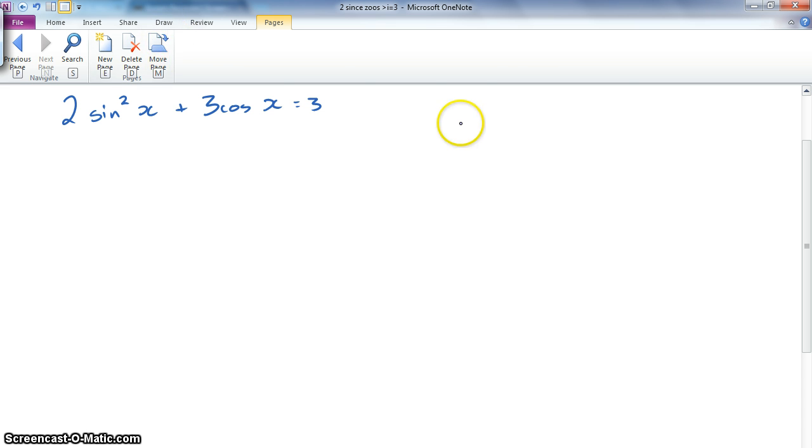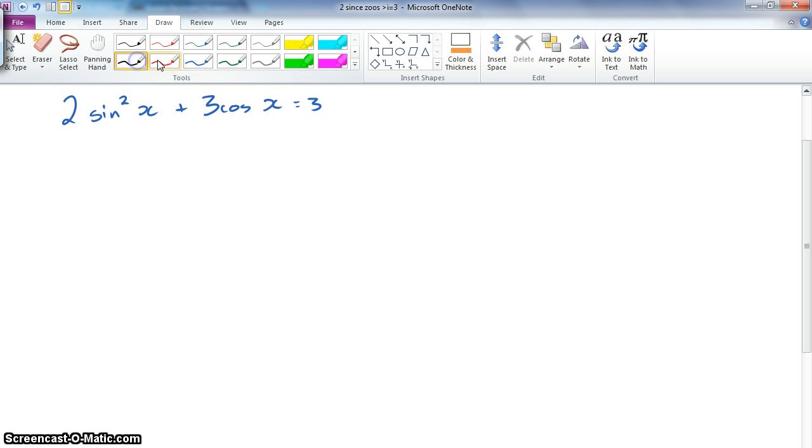So what we're going to do is make use of our identity. We should remember our Pythagorean identity: sine squared x plus cosine squared x equals 1. We've got that from our unit circle. We know the x and the y coordinates, and when you square them, they give the hypotenuse. The radius of the circle is 1, so we've got that.